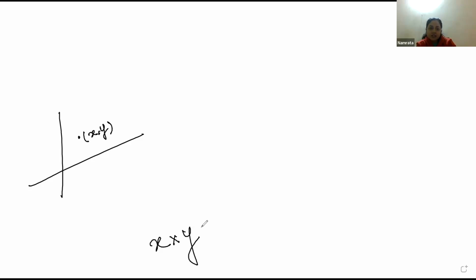If xy represents a point on the coordinate axis, you can see my screen, right? Yes, ma'am. So xy is a point, a coordinate, where the condition is given. The product of x and y, the multiplication between x and y, is greater than 0. Then the point may lie in the quadrant.